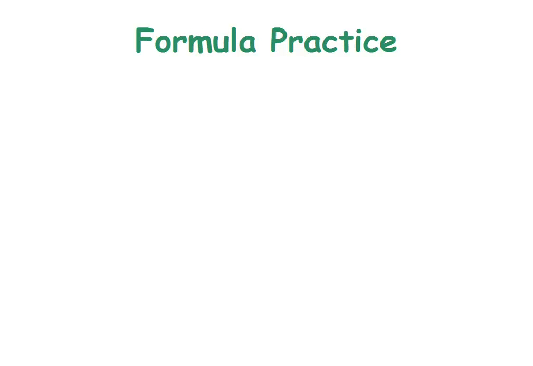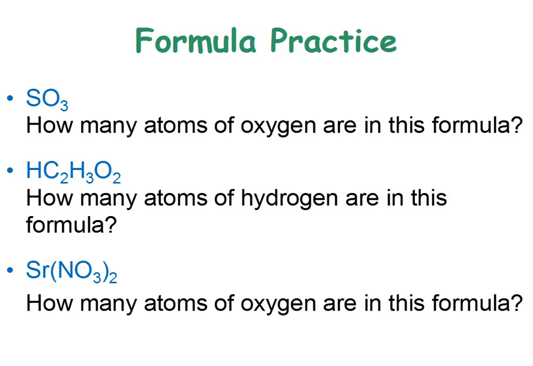So some practice for one of your homework assignments. I am pretty simple. How many atoms of oxygen are in SO3? There are 3 oxygen atoms. How many atoms of hydrogen are in HC2H3O2? Because there are hydrogens both at the beginning and in the middle, you need to add the atoms together. 1 plus 3 would give me 4. And then finally in Sr(NO3)2, how many atoms of oxygen are in this formula? NO3 you have 2 groupings of, and there are 3 oxygens in each, so 3 times 2 would give me 6 oxygens.